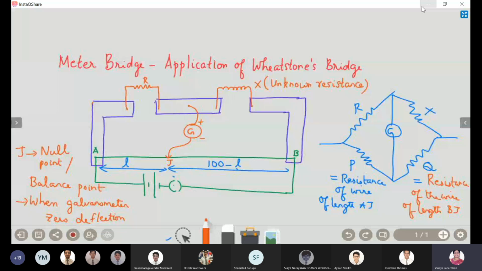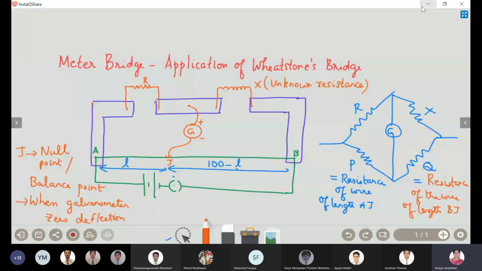Using the balanced condition, I can find the value of X. I can measure the length L. At the same time, I can find 100 minus L. R is the value I can select, by removing plugs from the resistance box. I can measure the length L and find 100 minus L. If all these quantities are known, using the balance condition, I can find the value of X.